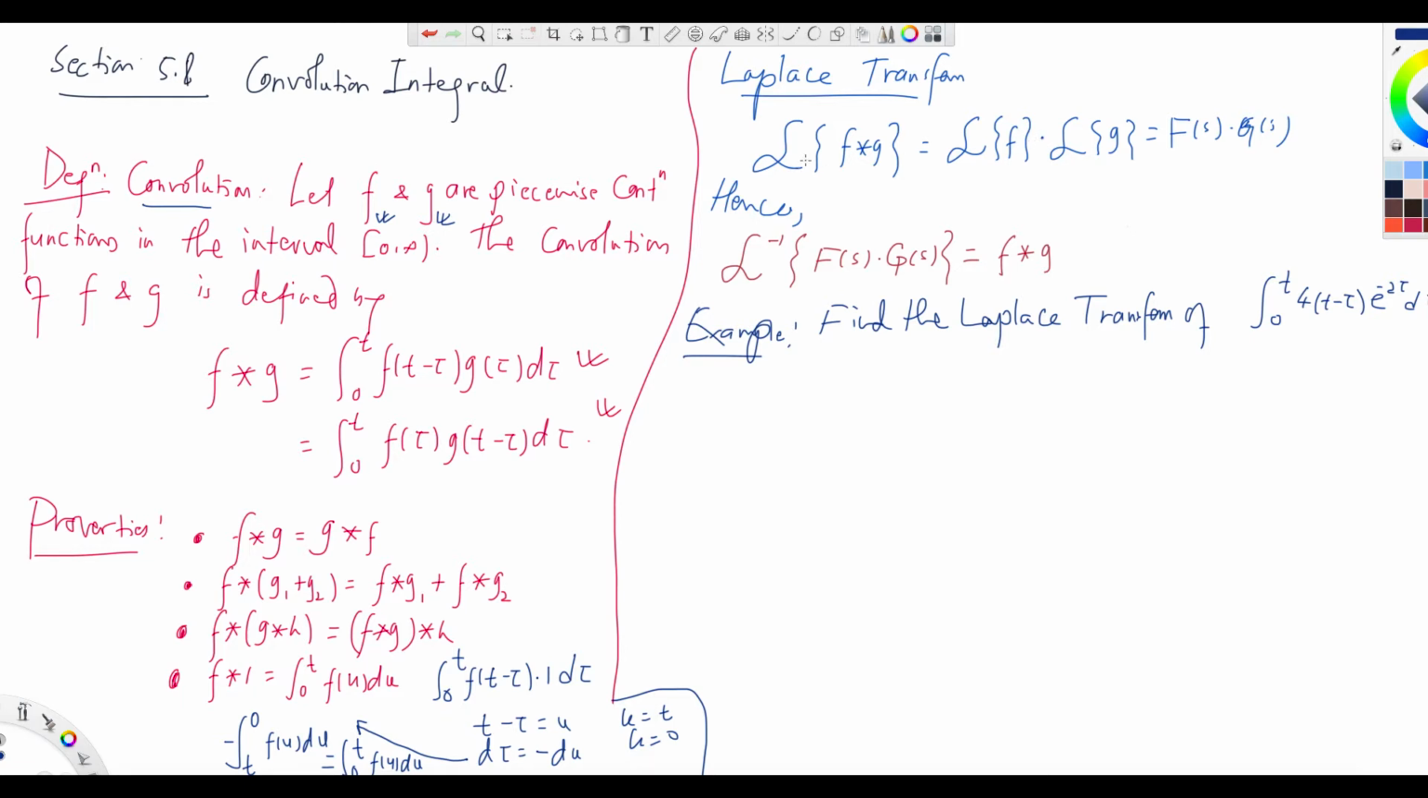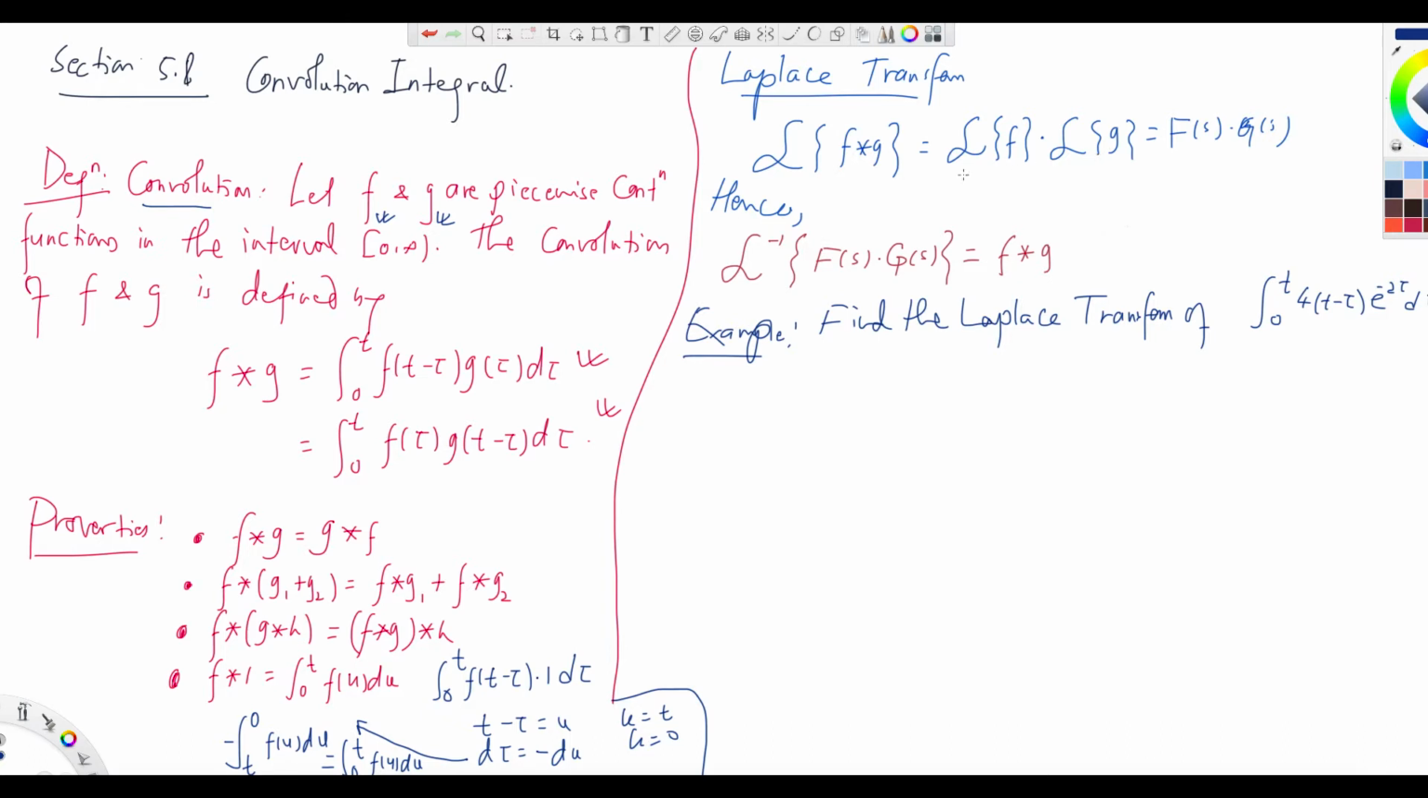You see that the Laplace transform of the convolution is equal to the Laplace transform of f times the Laplace transform of g. So separately you can find the Laplace transforms and multiply them. That will give you the Laplace transform of the convolution, right?